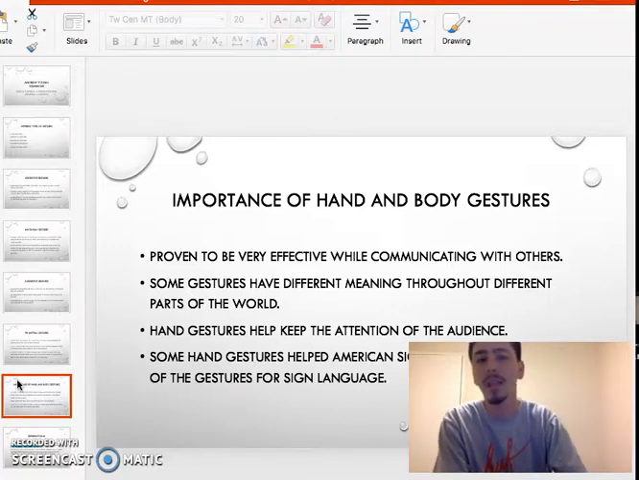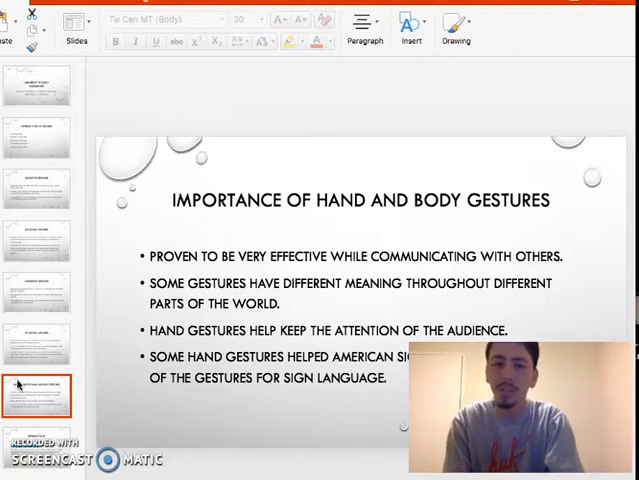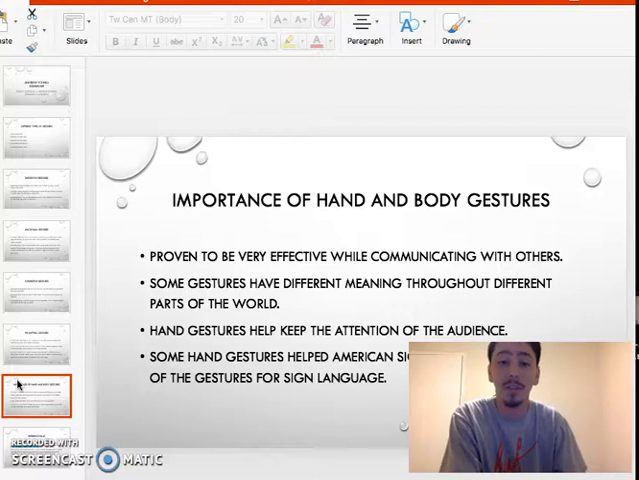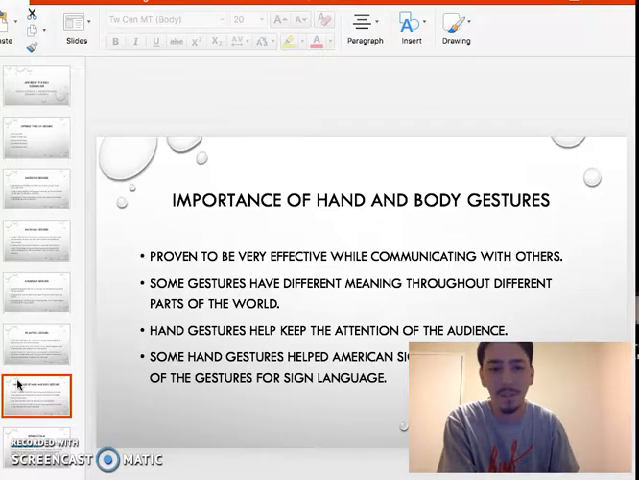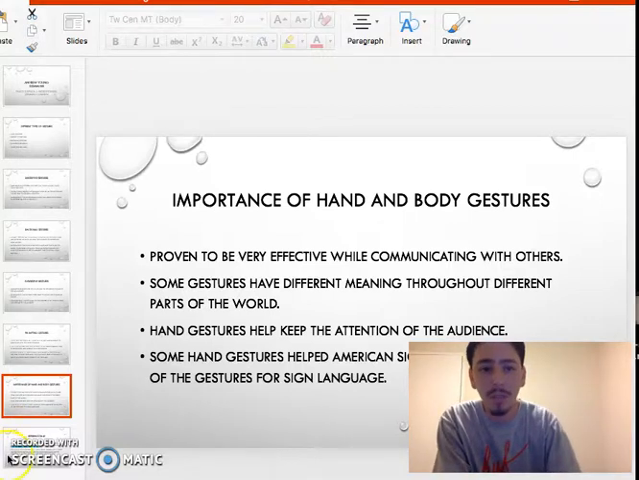And lastly, some of the hand gestures have helped American Sign Language, with a few gestures used for sign language. I thought that was kind of unique. I never knew about that, but you learn something new every day. And that'll conclude my presentation.